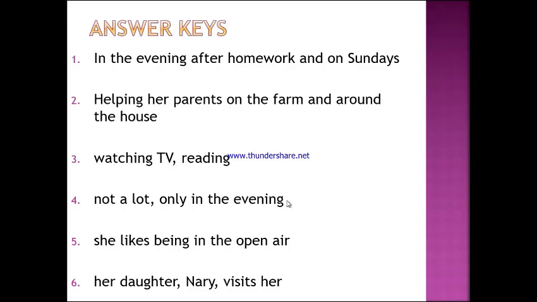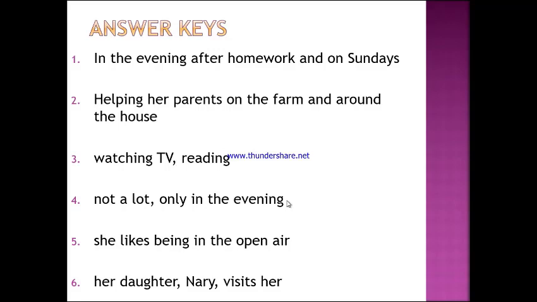Alright, I hope everyone got the correct answer. And let me tell you one thing about answering the question. You can answer in a full sentence or in a short answer just like me, both are okay. Because in reading, when you answer the question, you focus on the content of the answer, not the full sentence.